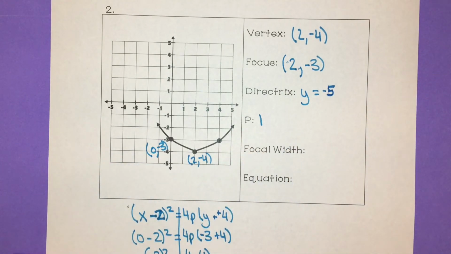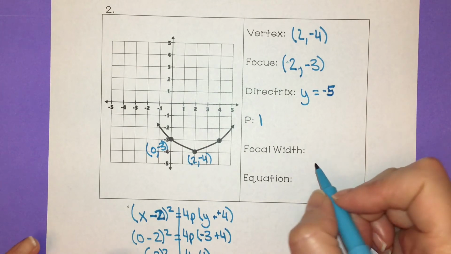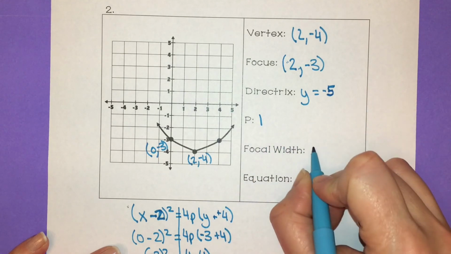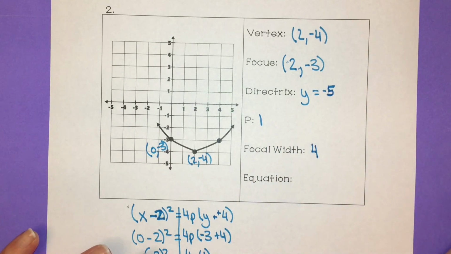Okay, we found p. Our focal width. Absolute value of 4 times p. Well, 4 times 1 is 4. Absolute value of 4 is 4.